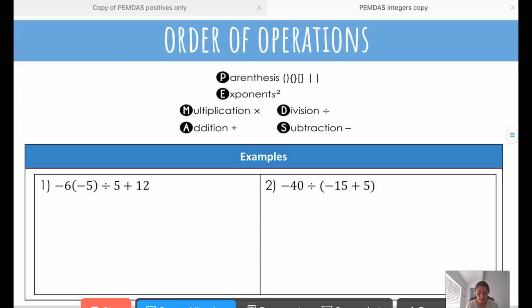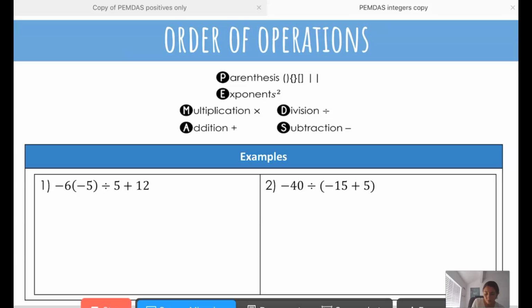Number 1 says -6 times -5 divided by 5 plus 12. So are there grouping symbols? There are parentheses, but those parentheses are just around the -5 to let us know to multiply it by -6. So other than that, there's no parentheses or grouping symbols. Are there exponents? No. Is there multiplication and division? Yes. And we're going to do that from left to right. So in this problem, we can see that multiplication appears first, so we're going to multiply first.